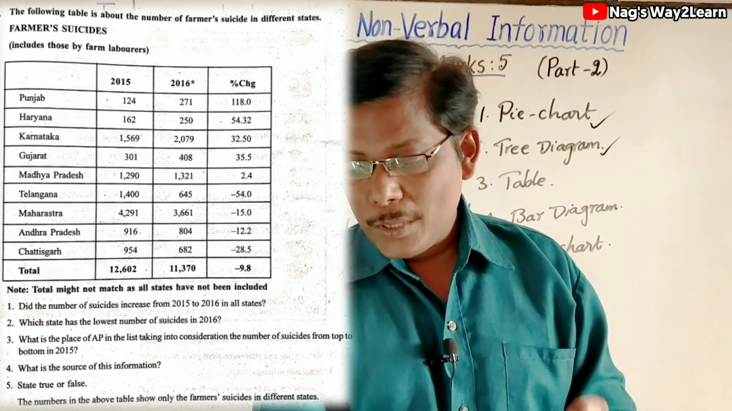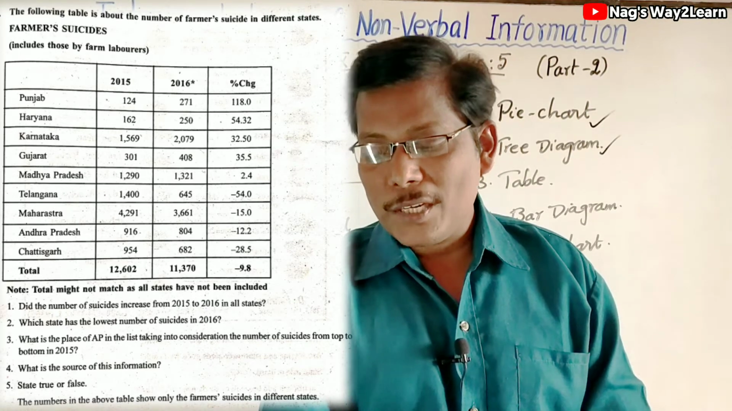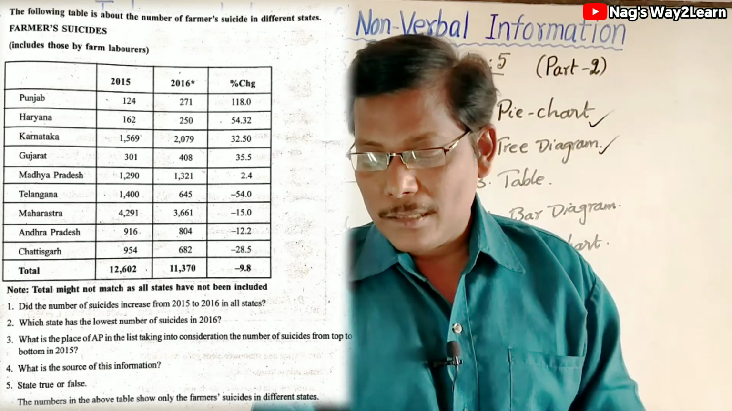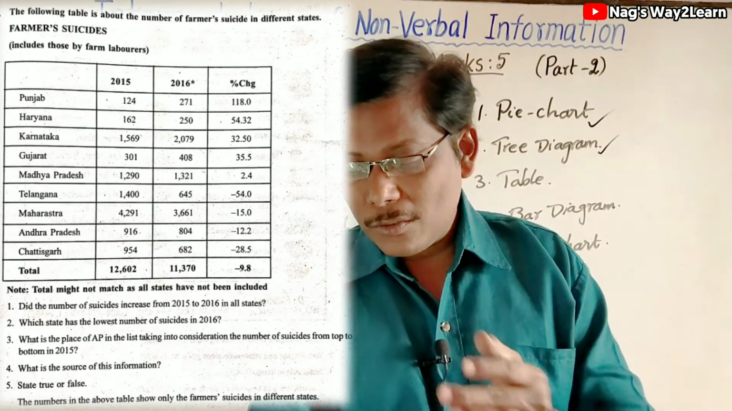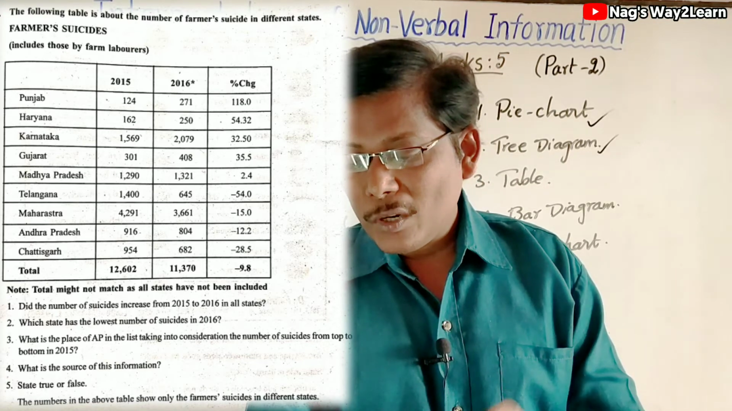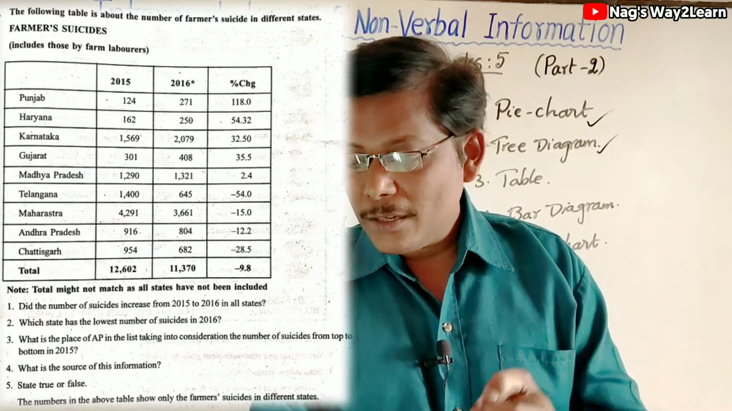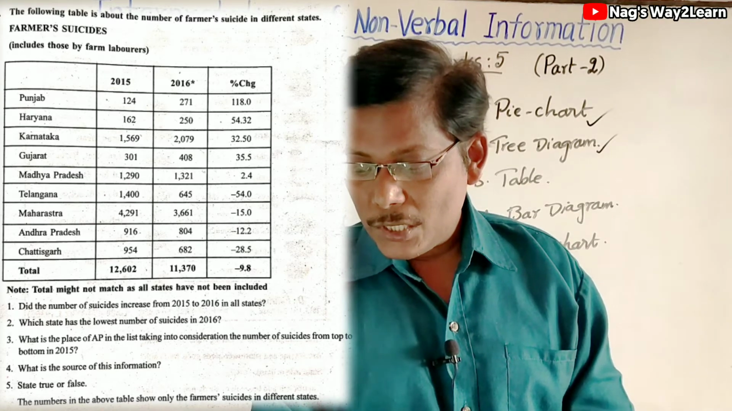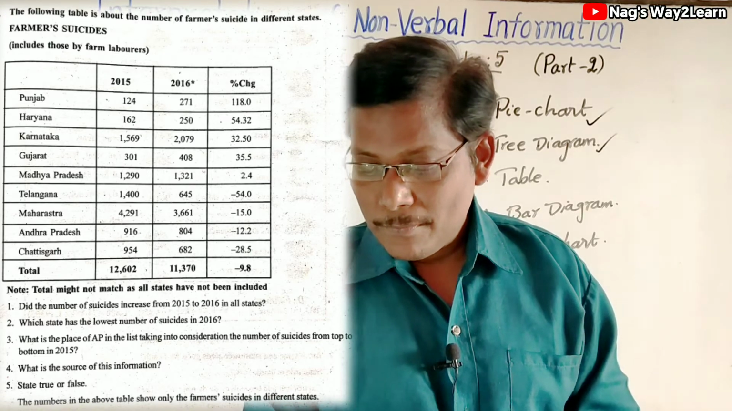First you take Punjab. In Punjab in 2015 the deaths were 124, but in 2016, 271. That means this is increased. Haryana 160 to 250, this is also increased. Karnataka 1569 and 2079, increased. Gujarat 301 and 408, increased. Madhya Pradesh 1290 and 1321, increased.